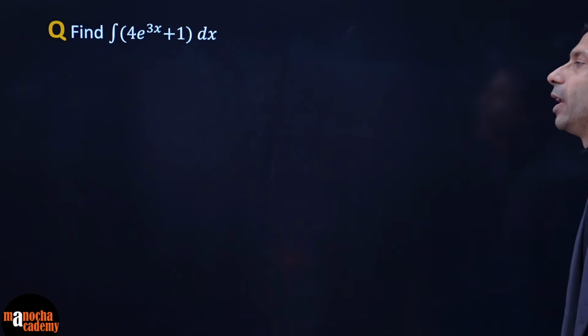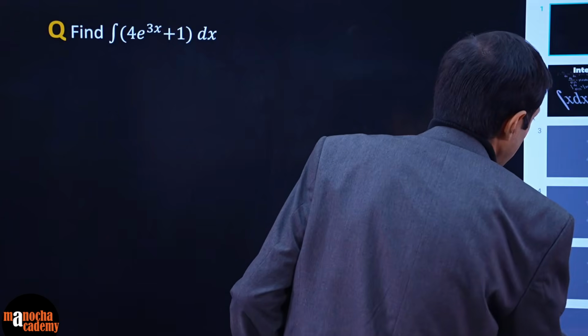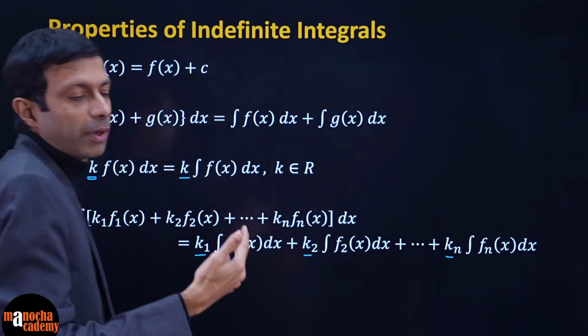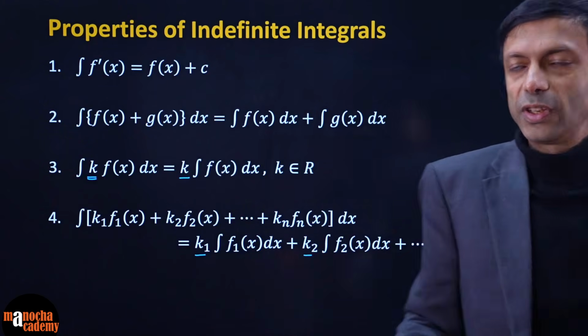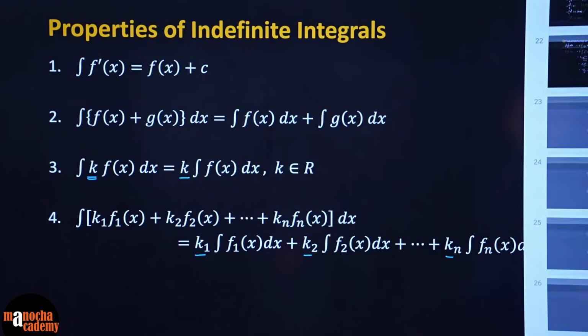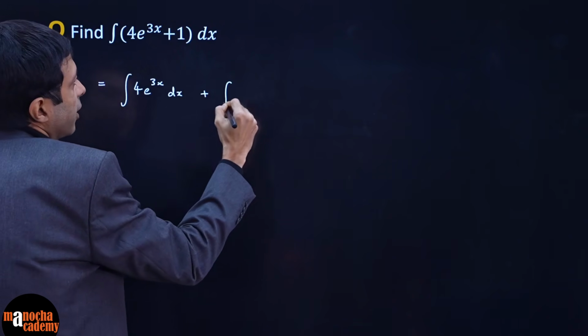Okay, that's it. So if you have got this question, how will you do it? Remember we had talked about those properties of integrals. If you have two functions, you can break them, and if a constant is there, you can pull it out. So all these kind of things you should be using to your advantage. We talked about these properties, so go ahead and try it out. You can clearly see we can break it down: integration of 4 e to the power 3x dx plus integration of 1 dx.